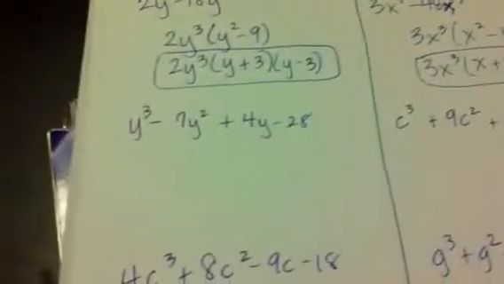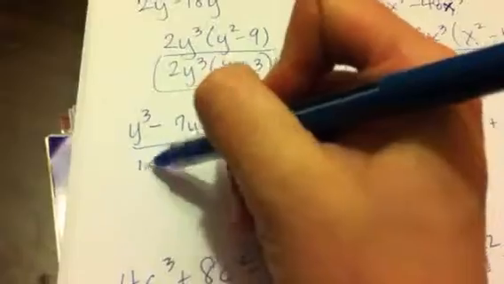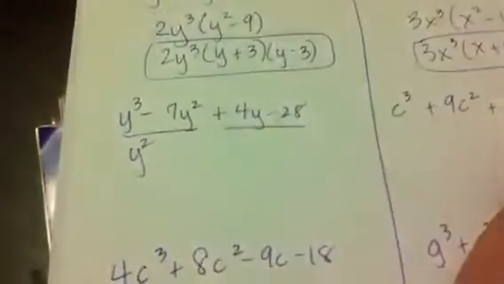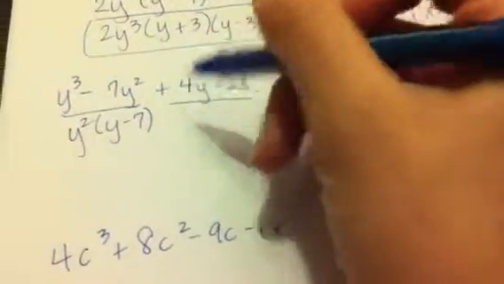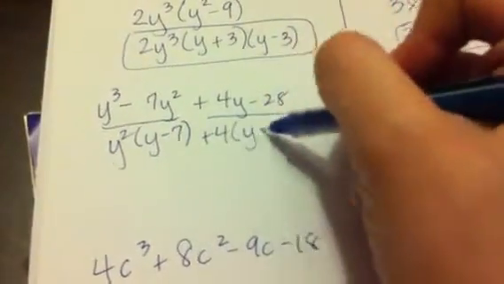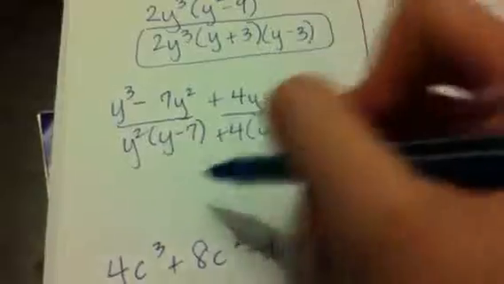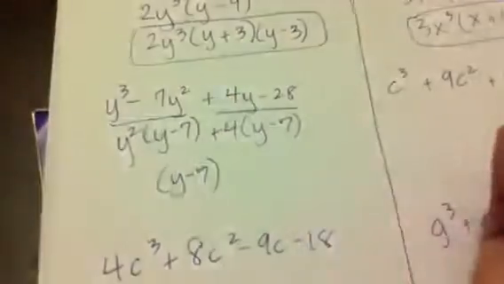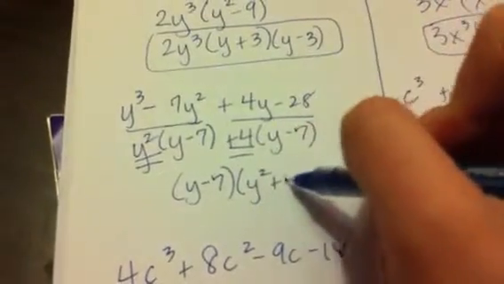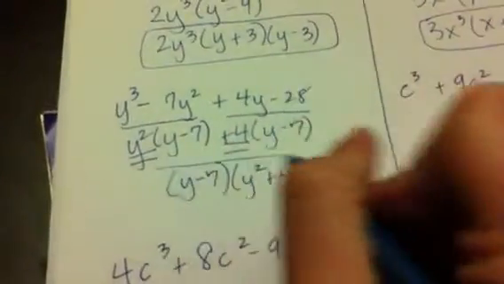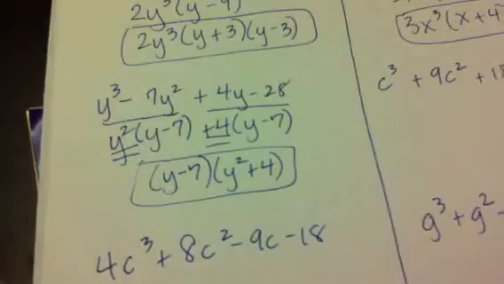Okay, next, I have factor by grouping. Those are my two groups. I'm going to factor out the GCF, which is y squared. I'm left with y minus 7. The GCF of these two is a 4. You're also left with y minus 7. Y minus 7 is what they have in common. You bring that to the front. Y squared plus 4 is what's left over, and you can't take that any further.